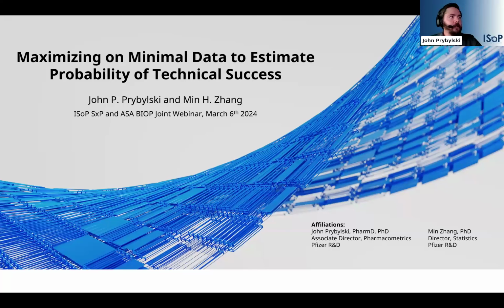So the title of the talk, as was shared, is maximizing on minimal data, right? And that's sort of a key point here. And I feel like as a practice, stats and pharmacometrics are all about getting the most information out of samples of data. And one of those pieces of information that is the topic of what we're talking about, and very important here, is probability of technical success.